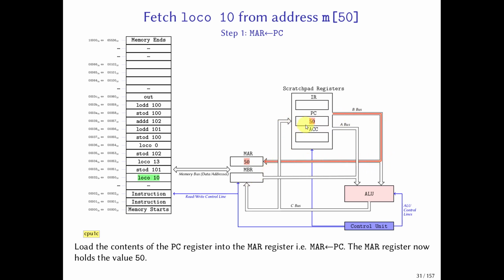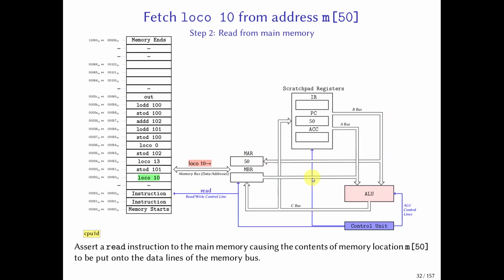So basically we're going to have the CPU instruct the main memory to give us the contents of memory cell 50. You can see that highlighted in the diagram with a red highlighter, which shows the value 50 being copied from the PC register to the MAR register. We then go to the next step, step 2, which is to read from main memory.